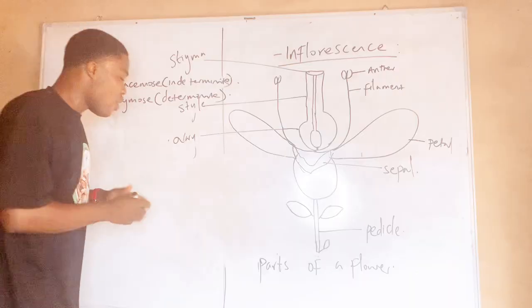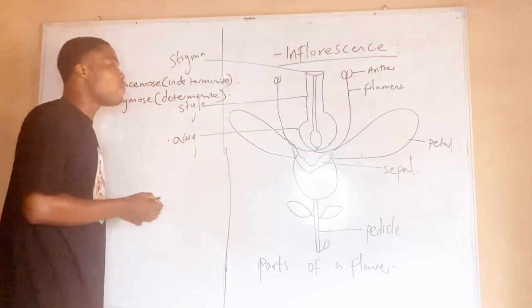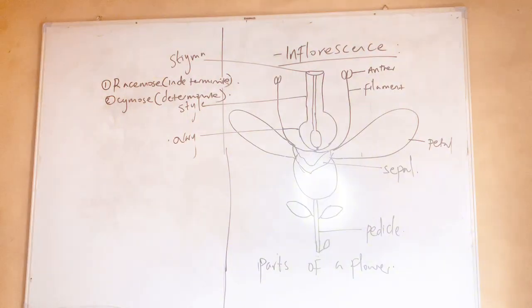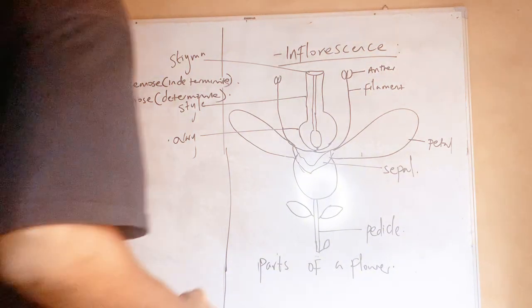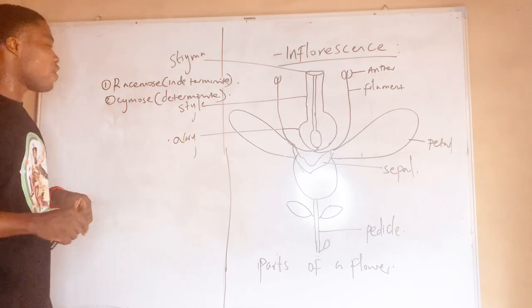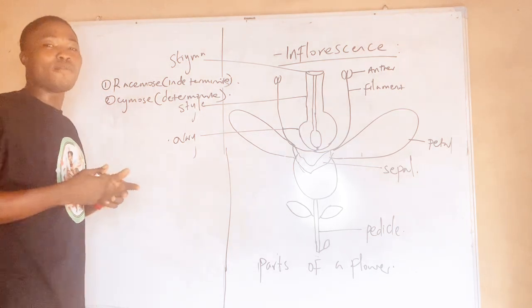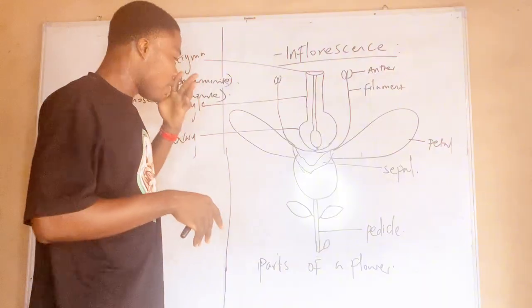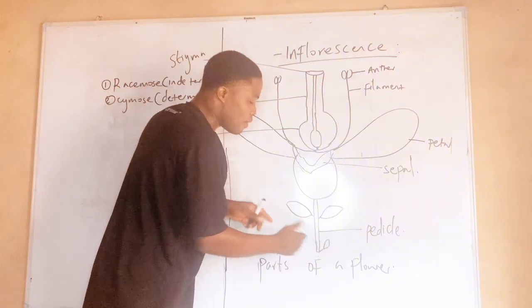Now, quickly, another thing I'll look at again is the flower itself. Why do I say look at the flower itself? Now, the flower itself is found on the primary axis called the peduncle. Okay, now the flower usually has an attachment to the peduncle.